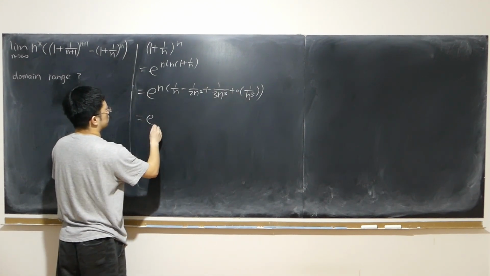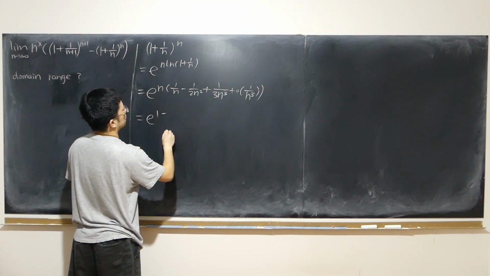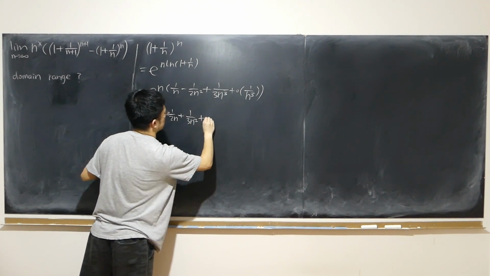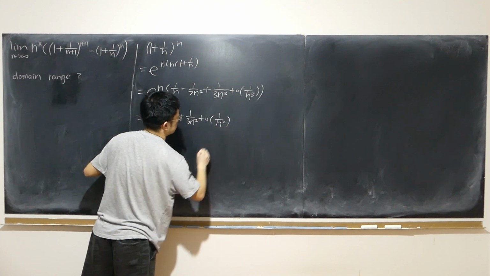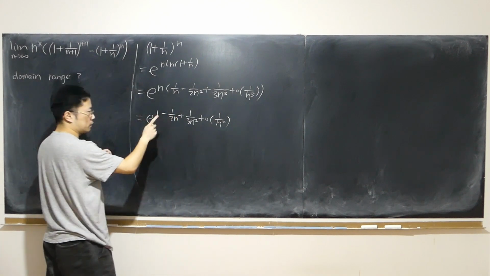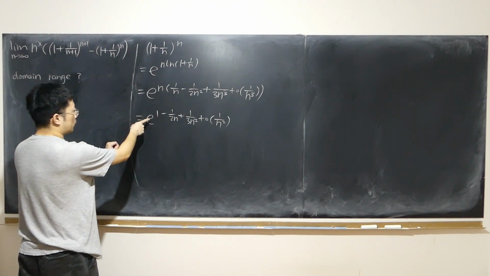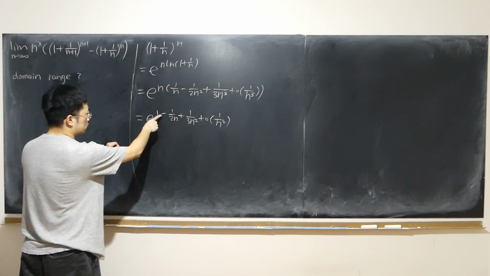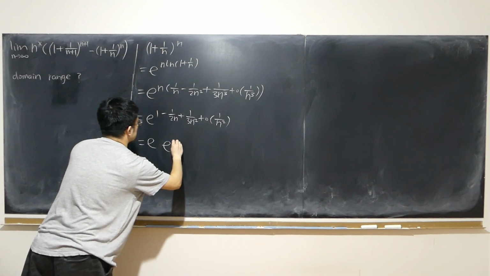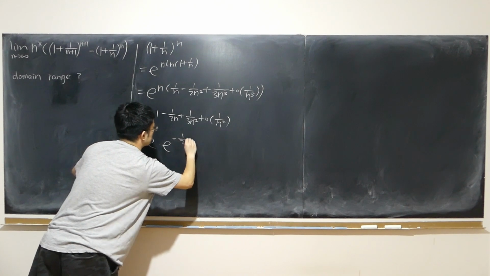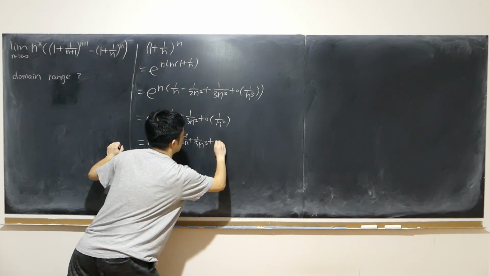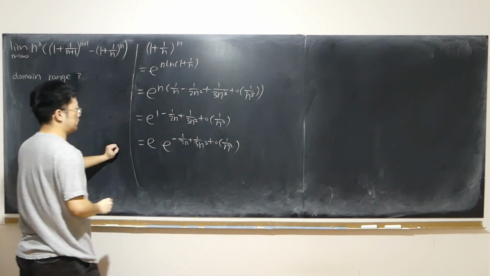So the whole thing becomes e to the power of (1 minus 1 over 2n plus 1 over 3n squared plus little o of 1 over n squared). The n can multiply inside the little o, which is easily verifiable. So e to the power of 1 becomes e, and e taken out, times e to the power of (minus 1 over 2n plus 1 over 3n squared plus little o of 1 over n squared).